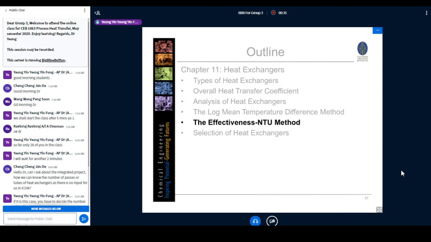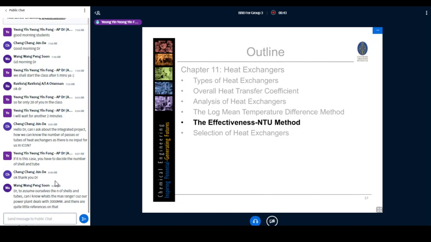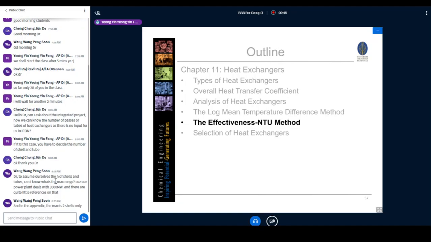If there's no input from the ICON, then you have to decide on your own. Then after that, you can check the size of the heat exchanger, whether it can fulfill the total surface area or not. I believe maybe you can get the surface area in the ICON for the heat exchanger. Okay, and then Bing Sun.